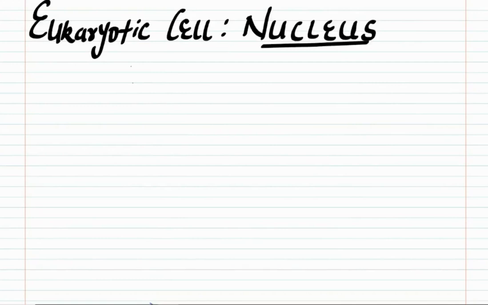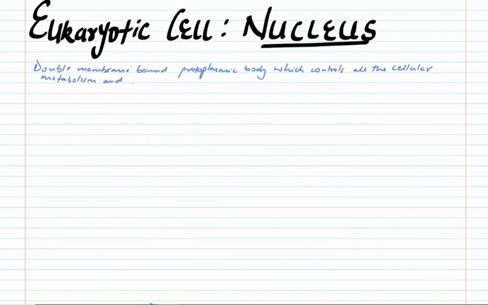In the previous video, we had discussed about centrosome and centriole. In this video, we are going to discuss about nucleus. Nucleus is a double membrane bound protoplasmic body which controls all the cellular metabolism and also stores the genetic material of cell.